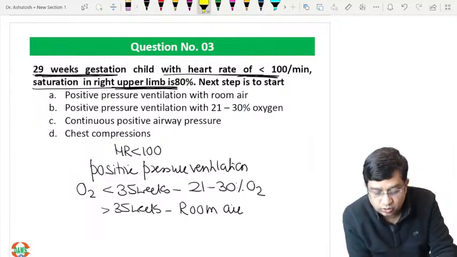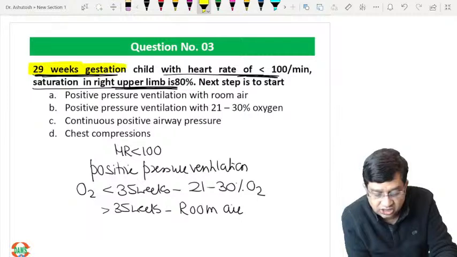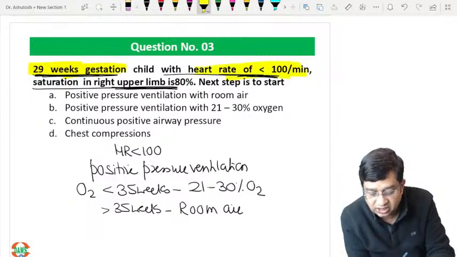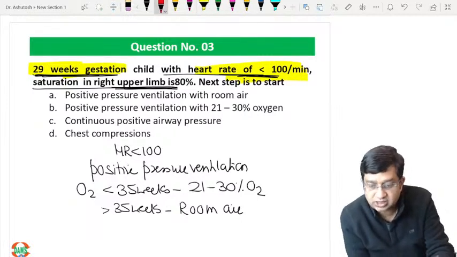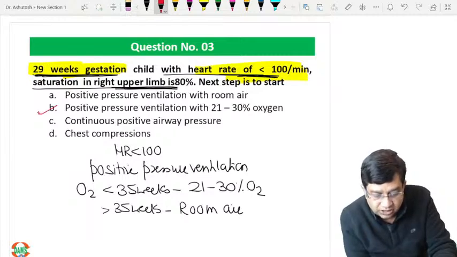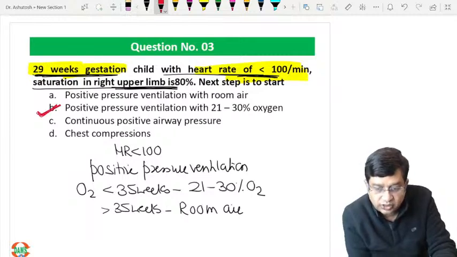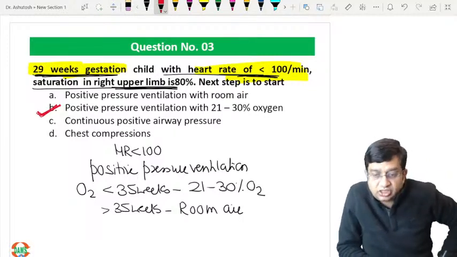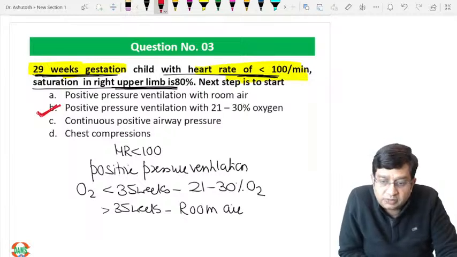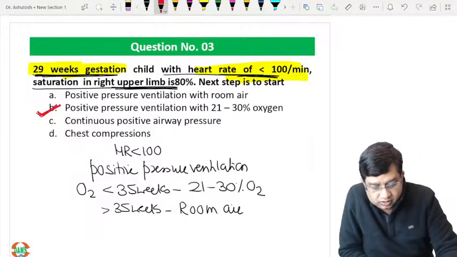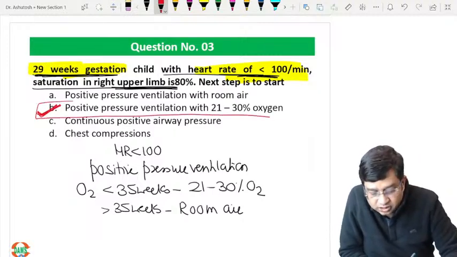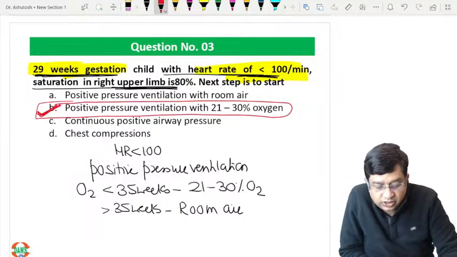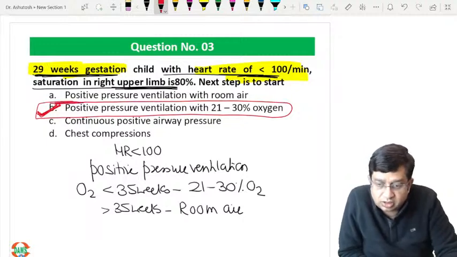तो अगर क्वेश्चन में 29 वीक्स जेस्टेशन है, हार्ट रेट लेस देन 100 है, तो आपका आंसर आना चाहिए पॉजिटिव प्रेशर वेंटिलेशन with 21 to 30% oxygen. Right? I hope this was the question there. Okay, we need to start the positive pressure ventilation with 21 to 30% oxygen.